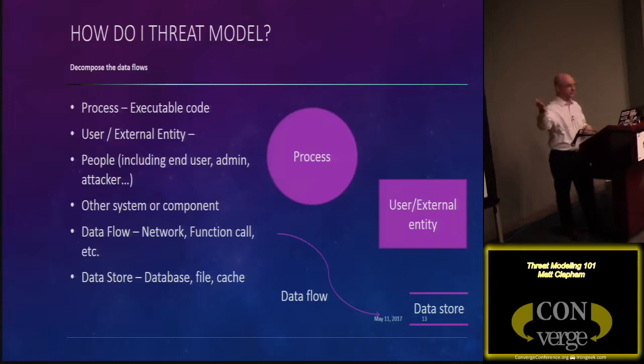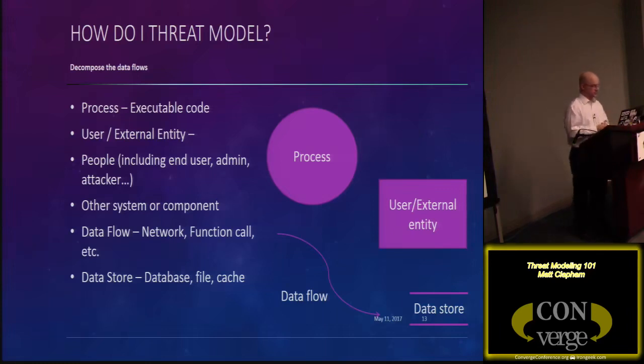We have users or external entities like a foreign web service that's outside of the span of control that has to be utilized somehow. There's going to be data flows, and those are indicated by the nice little curved line there. And we're going to have to do something with that data. It's going to have to be stored somewhere, somehow, in some fashion, so we're going to mark those too.